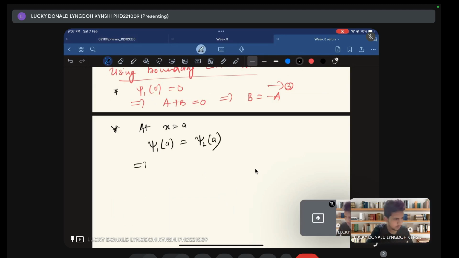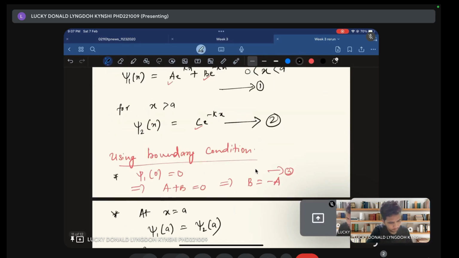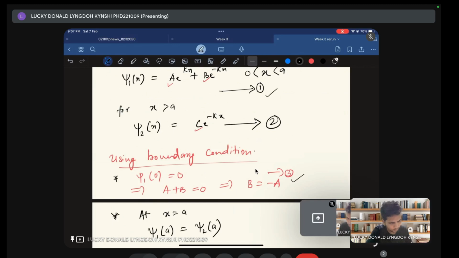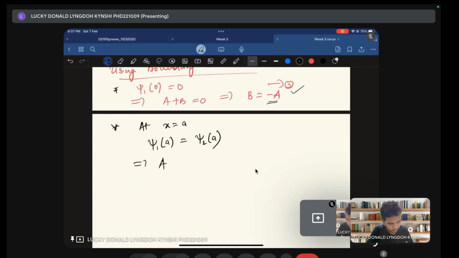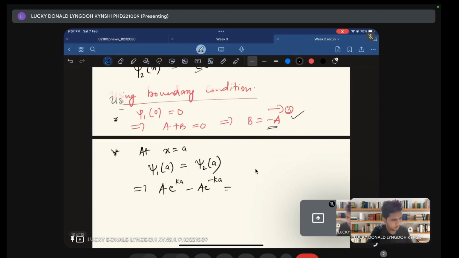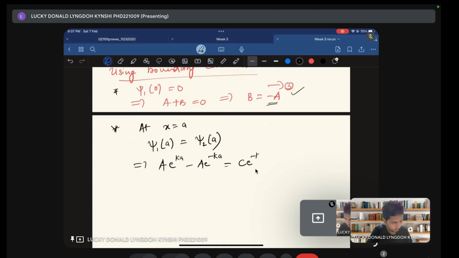Okay, that means now what happens? You can write, from 1 and from 3, instead of b you can represent minus a, right? Instead of b you can represent minus a, and put psi1 is equal to psi2. We can write a e to the power ka minus, because plus b is equal to minus a, e to the power minus ka. So the right hand side psi2 is given by equation 2. You can write c e to the power minus ka. So now we have reduced to two constants now. Okay, so this is equation 4.